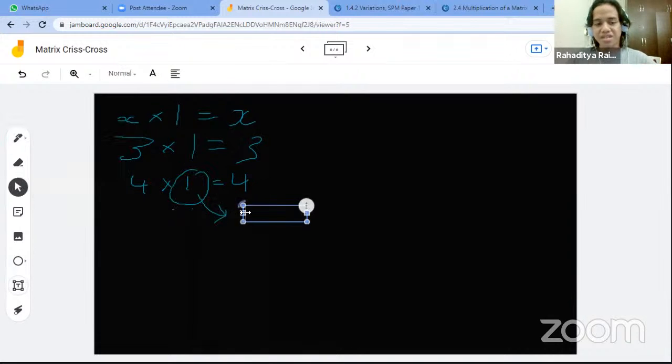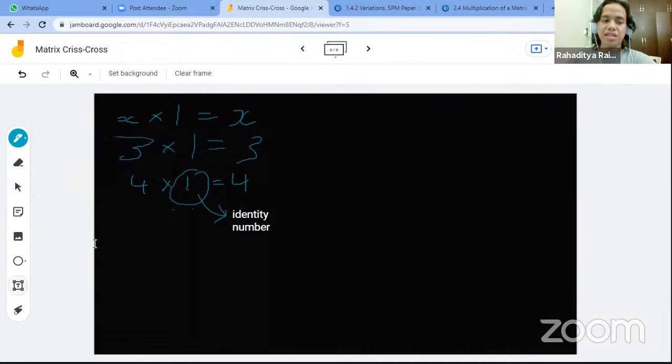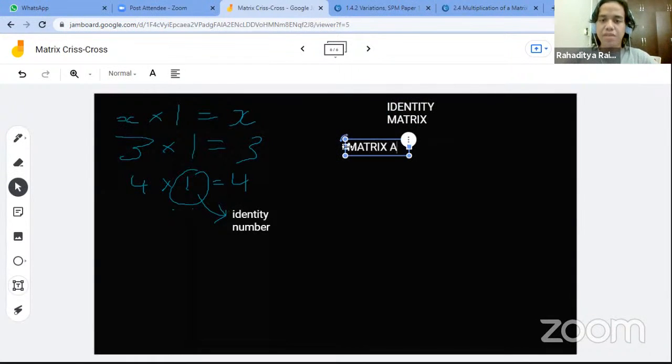Now, why is this important for matrices? This is just additional info. When you multiply by an identity number, it will give you the exact same thing. So essentially, matrices will have a very similar thing, which is called an identity matrix. An identity matrix is whenever any matrix, like let's say we have matrix A, for example, in this case, matrix A.